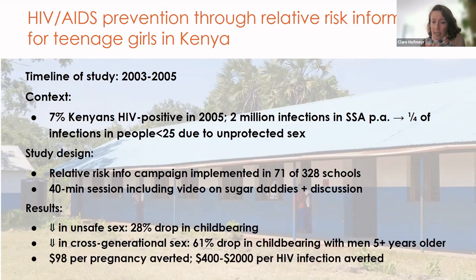When possible, it's ideal to know the cost effectiveness of the program as well as its impact. As I mentioned earlier, if you've got multiple programs to choose from and a limited budget, which is always the case, you want to know which has the most impact per dollar spent. Obviously, sometimes cost effectiveness can be a little tricky to estimate. Here it was estimated that the program cost $98 per pregnancy averted. And in terms of per HIV infection averted, they had a range of estimates from as low as $400 to as high as $2,000.